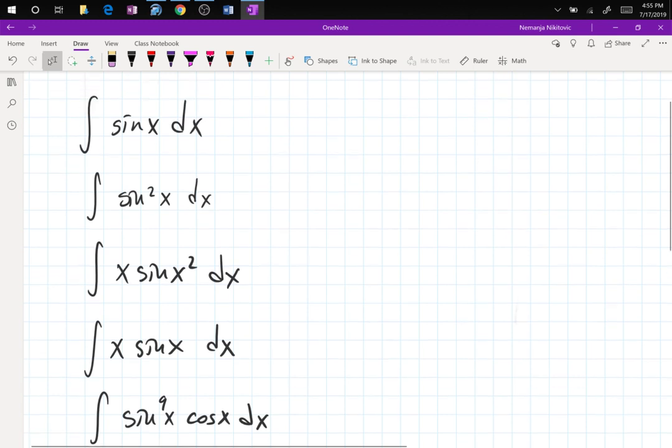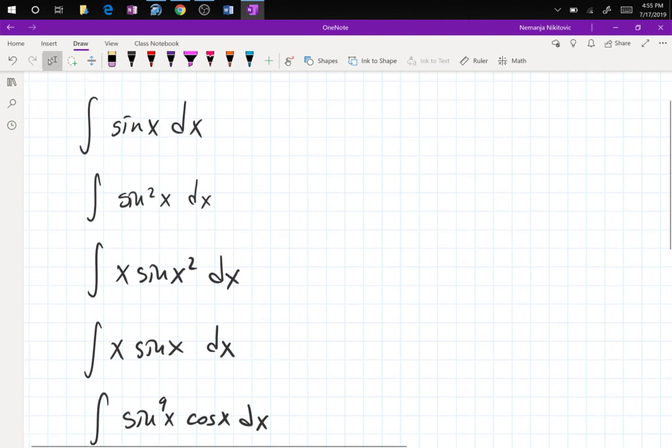So what is the integral of sine x? Negative cosine x, plus c. It's either plus c or minus 1, so figure it out. So negative cosine x plus c. I mean minus 1 for grading. So that's basic, right? That's the basic integral.